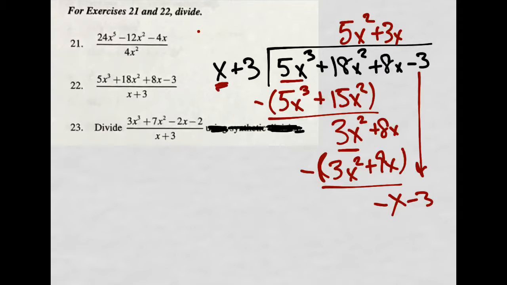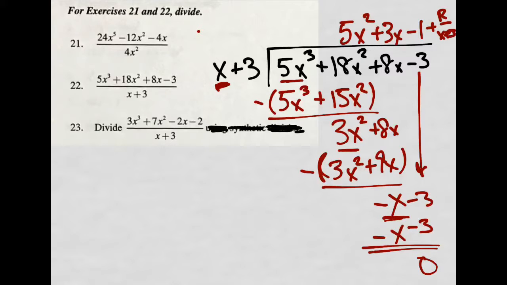And then what times x gets me negative x? That's going to be a negative 1. So negative 1 times x is negative x minus 3. And that's zeroed out, and so we're good. If we'd had a remainder, that remainder would have gone up here over the x plus 3. We didn't have a remainder, so we're good. Okay, so this is our final answer.